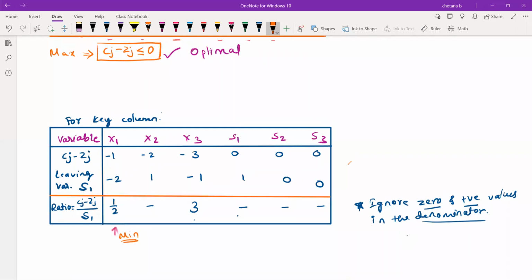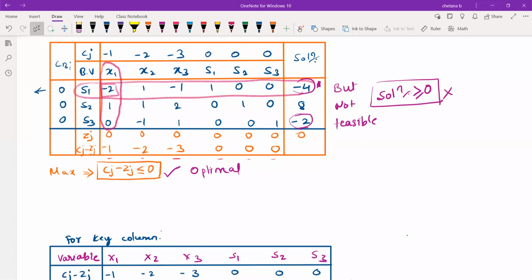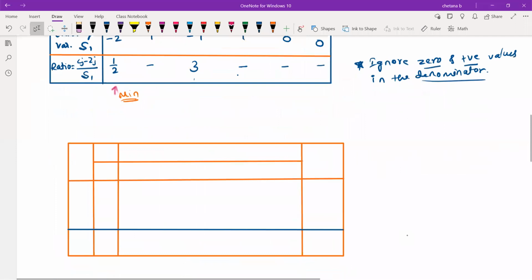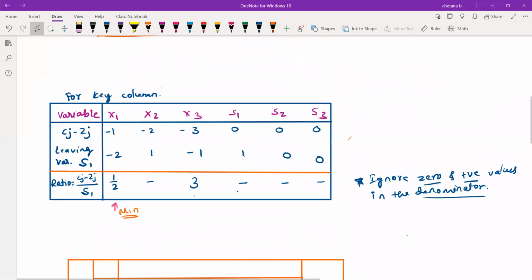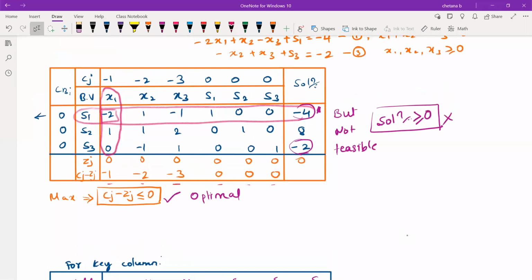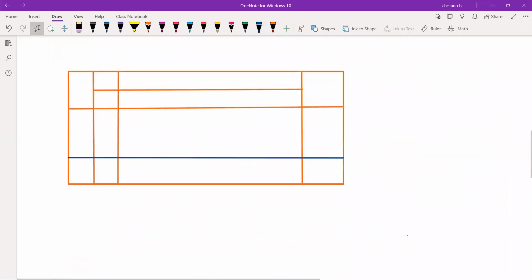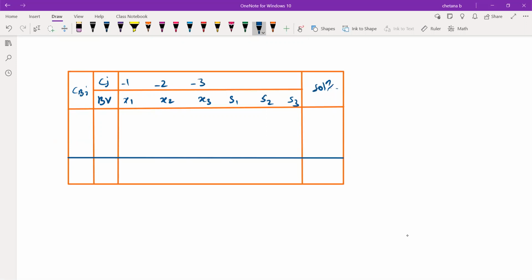Okay, so once you get the key row, key column and key value, then you need to prepare the second iteration. So coming to the second iteration here, like this. CBI, CJ, BV, X1, X2, X3, S1, S2, S3, solution, and -1, -2, -3, 0, 0 and 0.